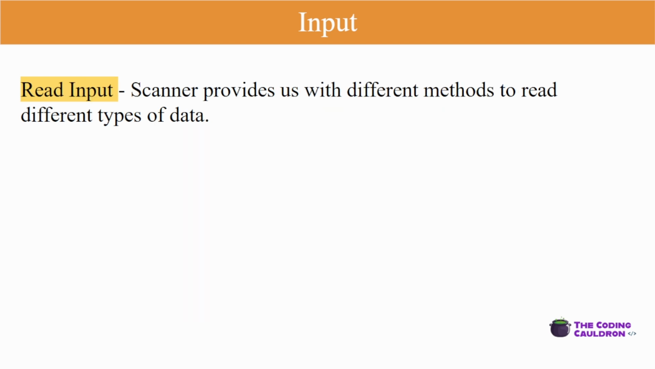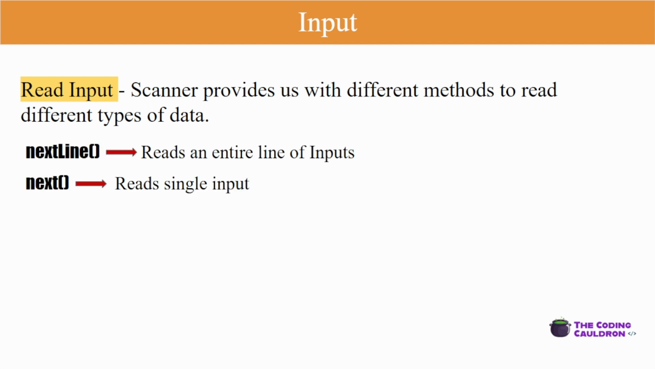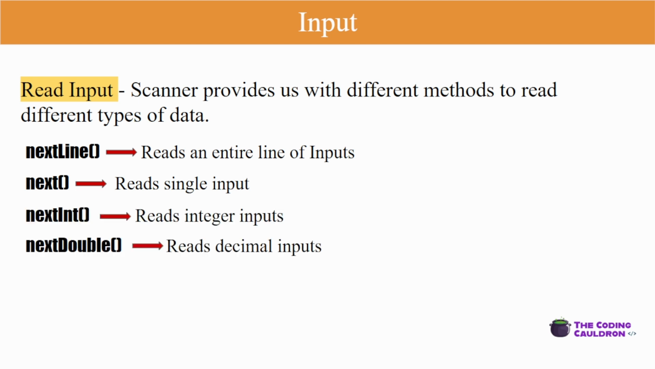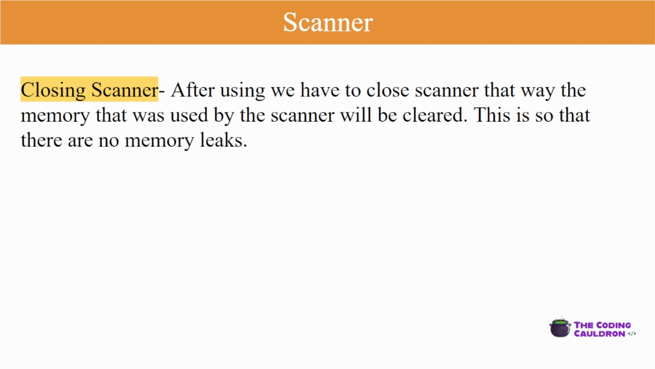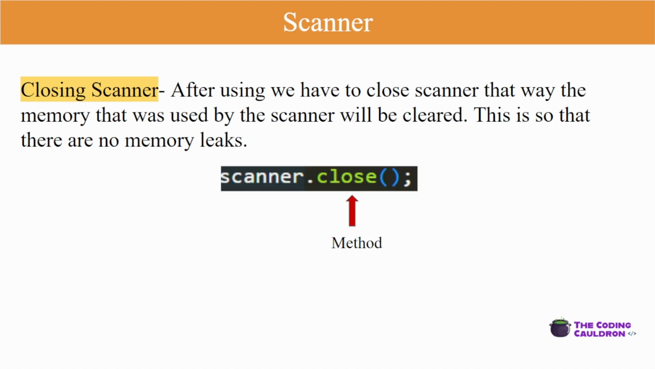When using Scanner, we can also use certain methods that will allow us to read different data types, like nextLine, which reads an entire line of input, next reads a single input, nextInt reads integer inputs, nextDouble reads decimal inputs, nextBoolean reads boolean inputs, nextShort reads short inputs, and nextByte reads byte inputs. Finally, when using Scanner, always remember to close Scanner. That way the memory is cleared and we prevent any memory leaks.